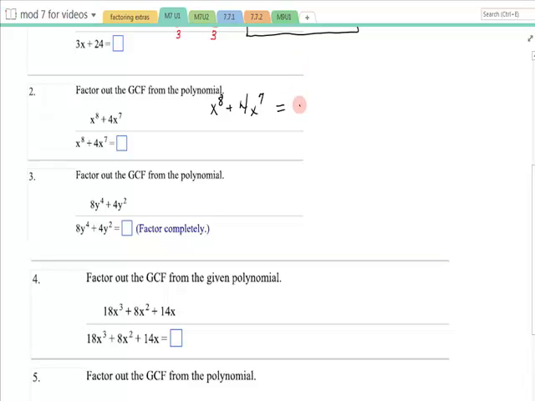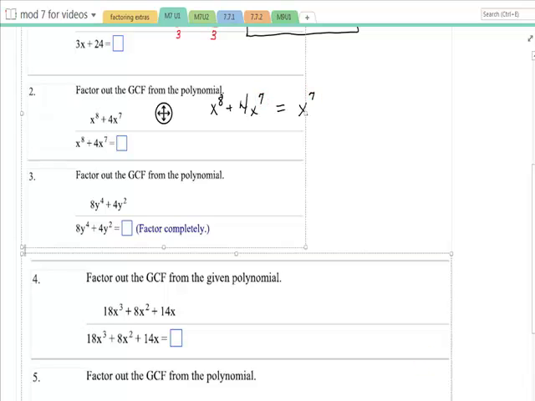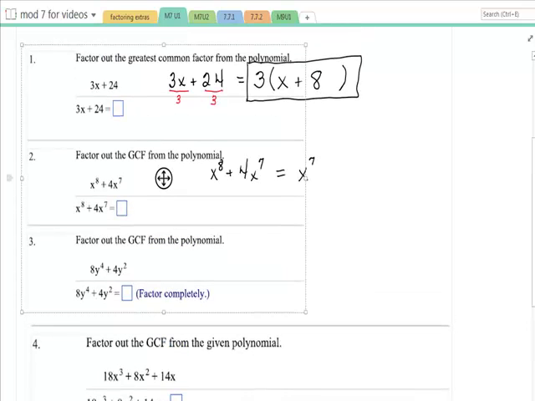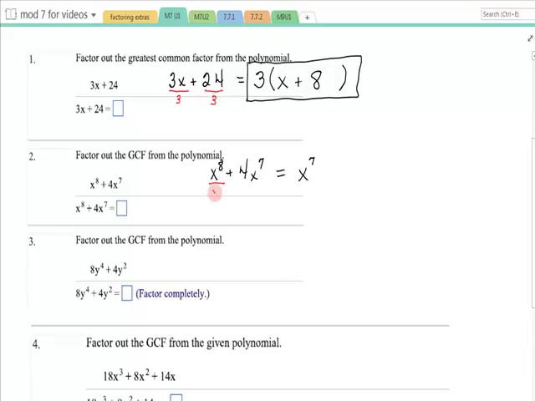I can take out no more than the lowest power, and you're going to want to remember that. It's the greatest factor you can take out, but it is the lowest power. So once again, I'm going to divide by that common factor that I have determined. And this time, because I'm dividing, I use the quotient rule.